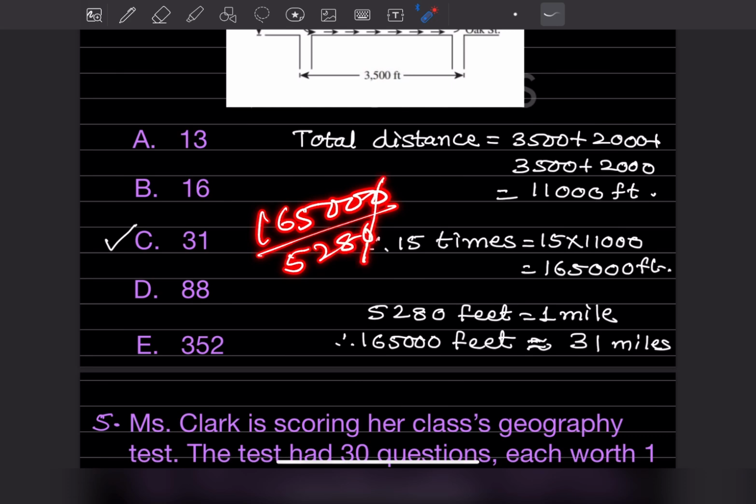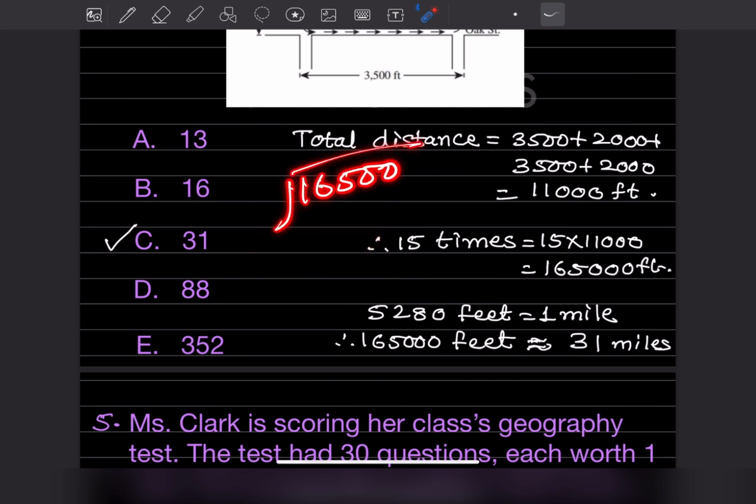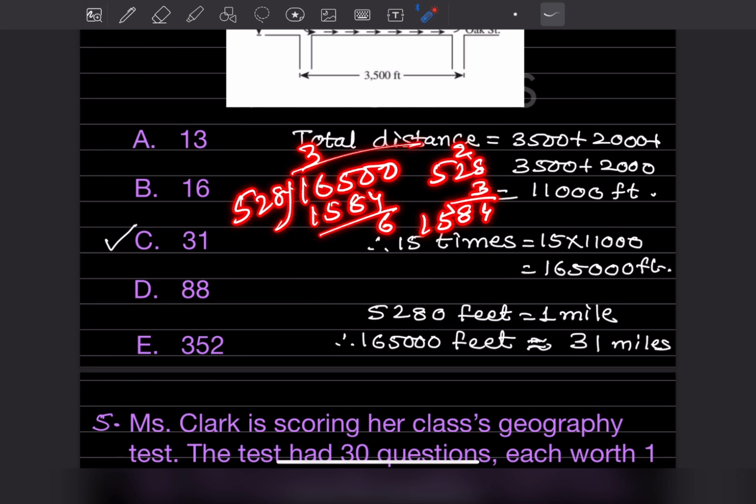So now what will you do here? We can see 16500 divided by 528. 528 threes are 1584. So this should be 660. Now again, ones are 528, then you get the remainder as 132. So now what you can see here, this is 31.